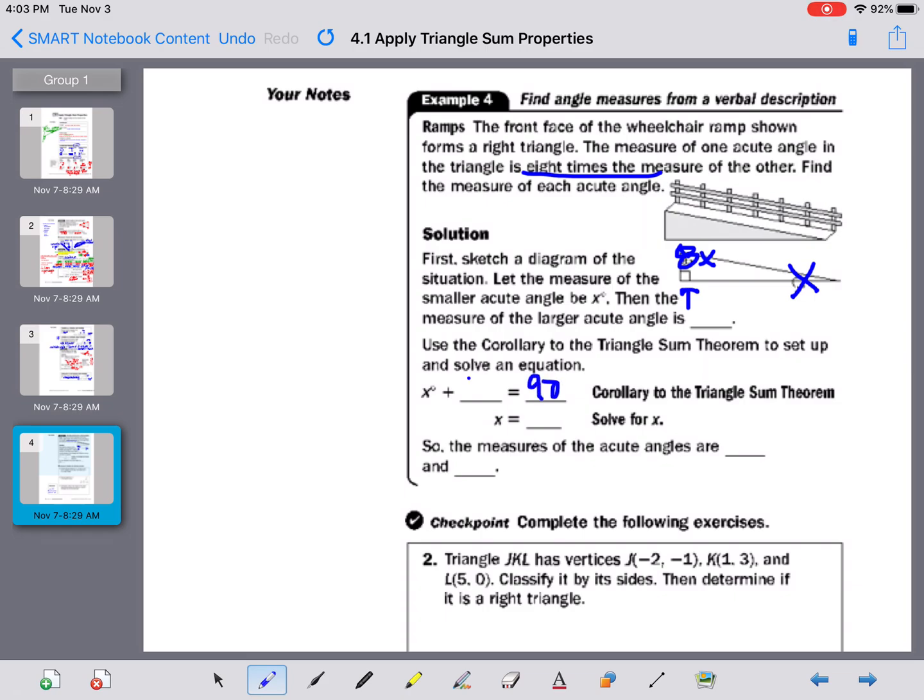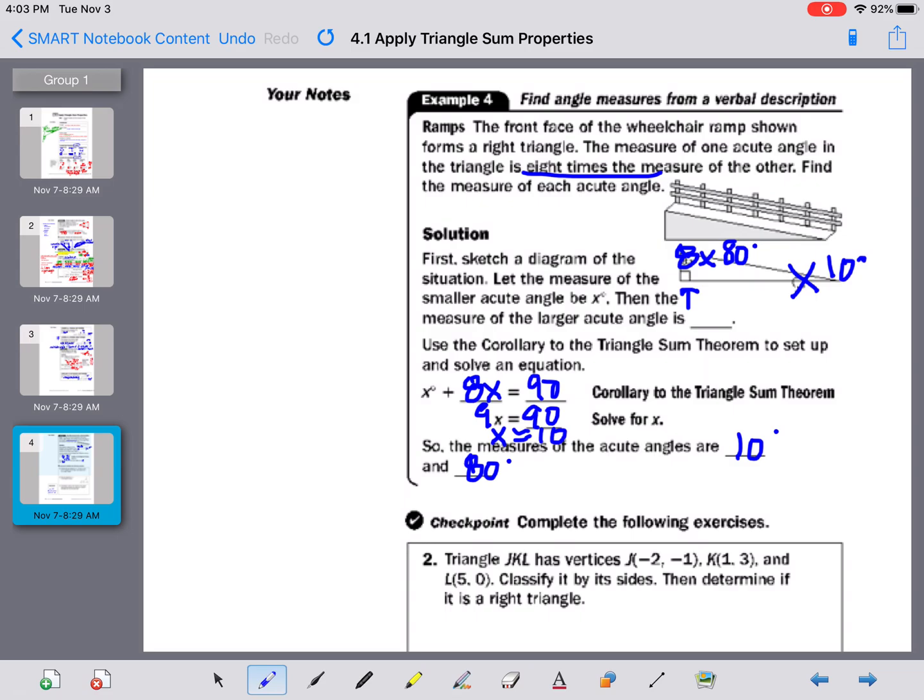So we could do 8x plus x equals 90. That gives me 9x equals 90, which means x equals 10. So I can plug it back in. That means I have this tiny angle here at 10, and 8 times 10 will give me 80. Do they add up to 90? Definitely, 10 and 80 there.